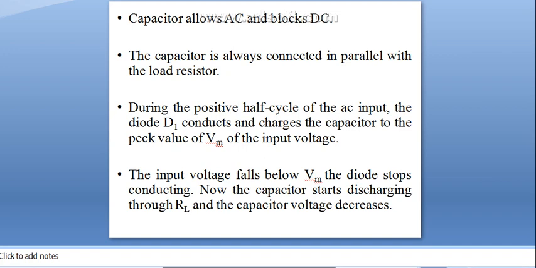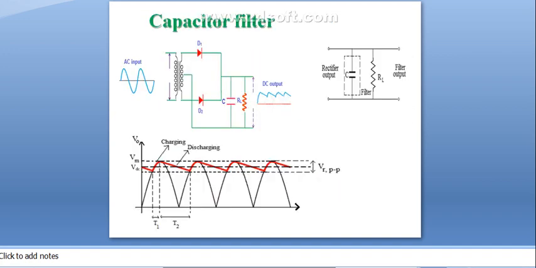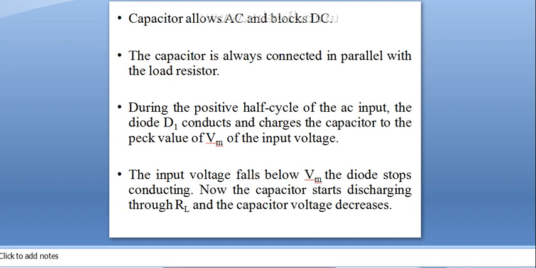Here the capacitor allows AC and blocks the DC signal. That's why the capacitor is connected in parallel with the load resistor. The capacitor is always connected in parallel with the load resistor.